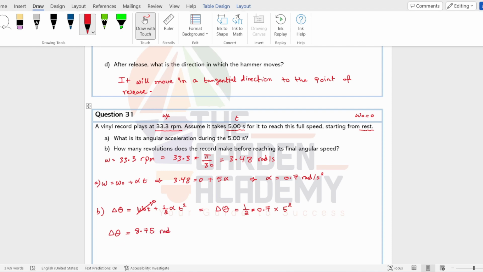Now we need to convert this angular displacement to revolutions. How to do that? We say that delta theta in revolutions is equal to delta theta in radians divided by 2 pi, always. So just divide 8.75 divided by 2 pi to get 1.4 revolutions. And this is the end of question 31.